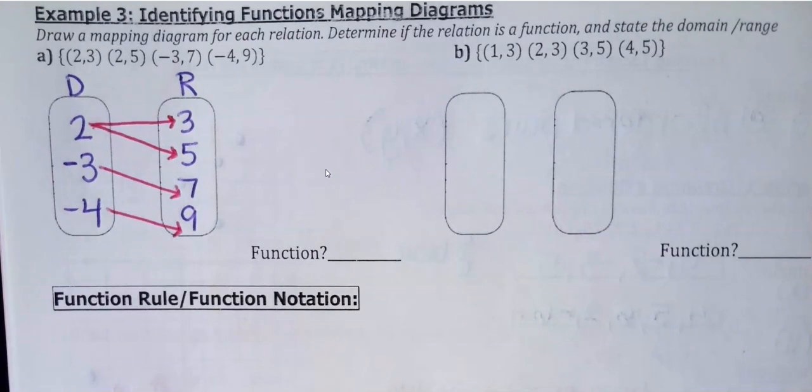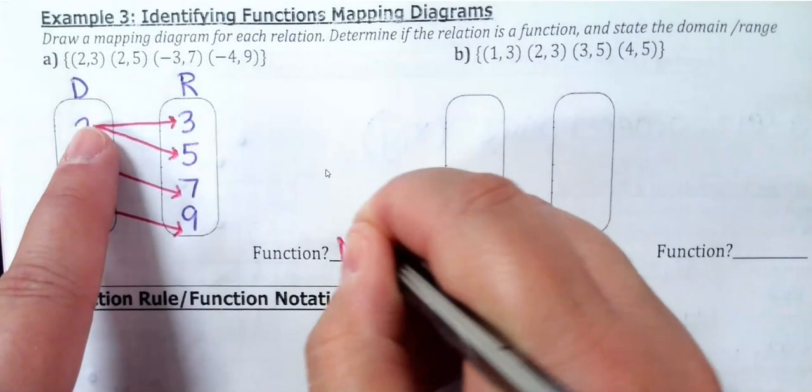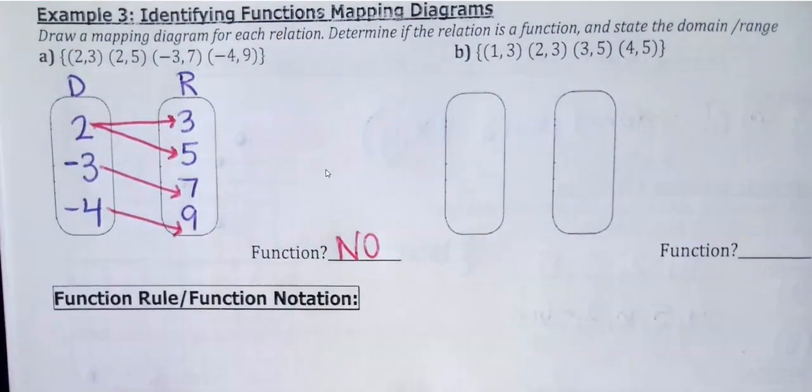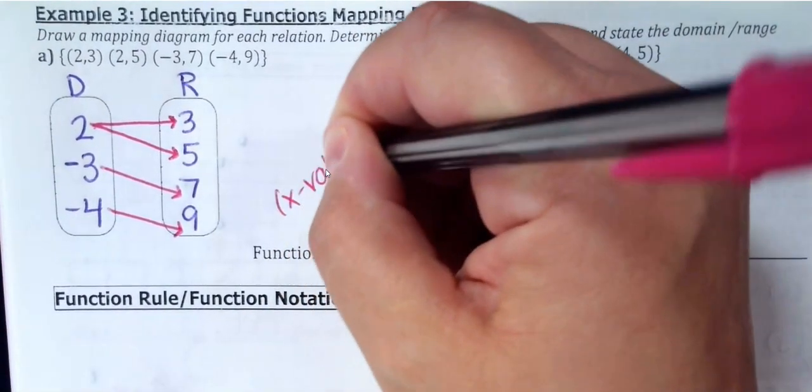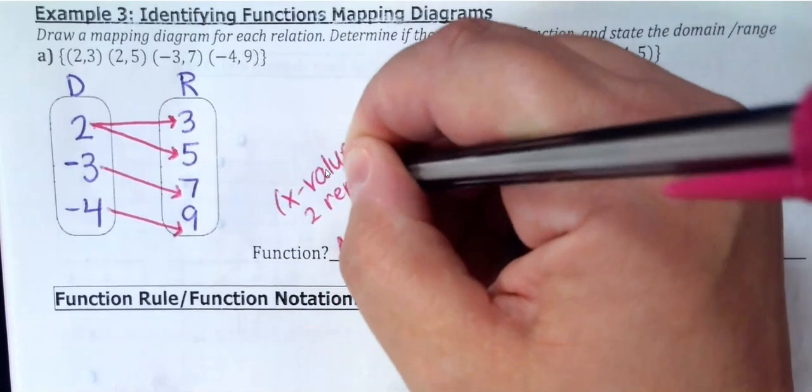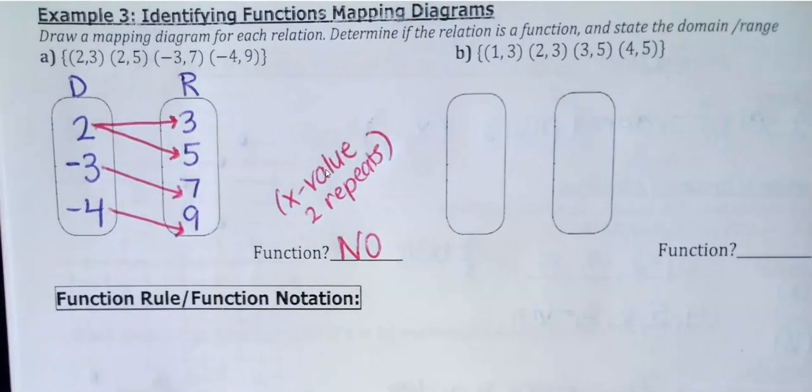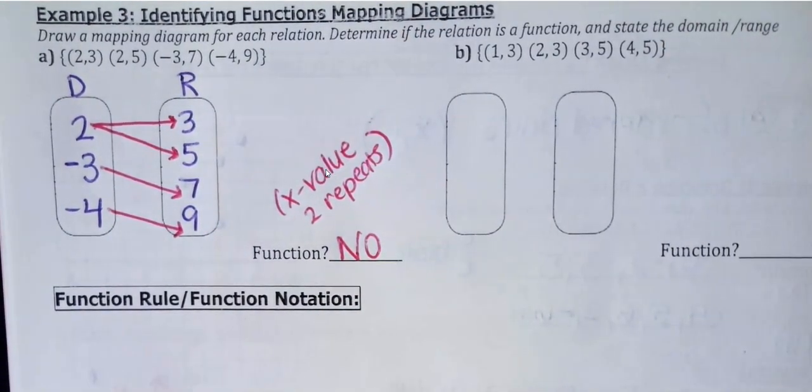Okay, can you guys tell, because I know we don't have a graph of this, would this be a function? Why not? Yeah, this is not a function. I've got 2 arrows coming out of the 2, or if you list the points, that x value repeats. You don't have to write that, of course, but that x value repeats, so it can't be a function. If we were to actually put these points on the graph, it would fail the vertical line test.